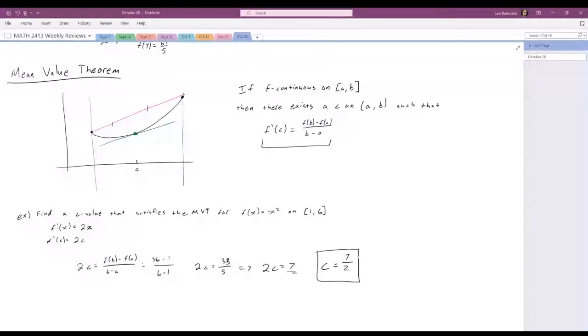Oh wait, yes, I do have a question. Since your derivative is just your slope, right? So doesn't your secant line also have a derivative? And it's just equal to the tangent line? So you're saying doesn't the secant line also have a derivative? Yes.